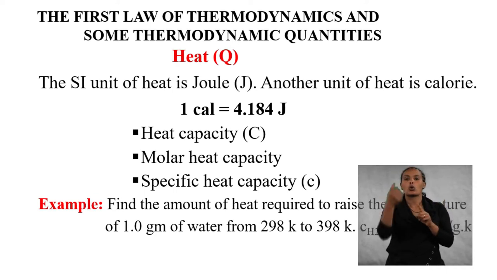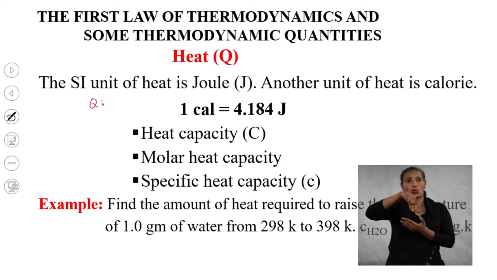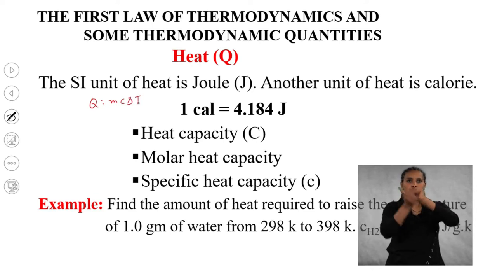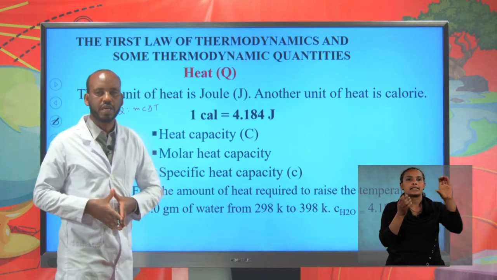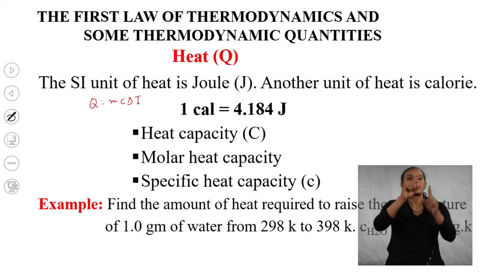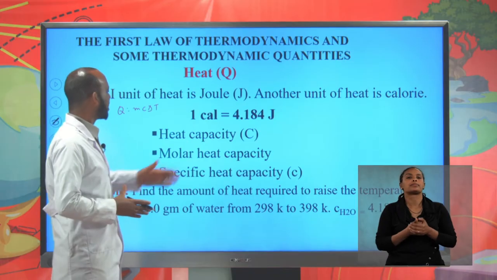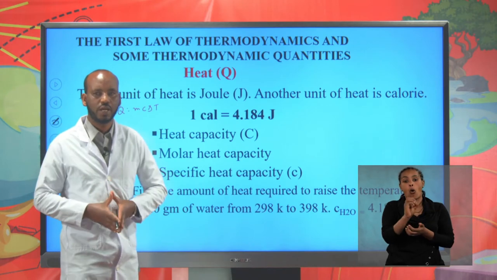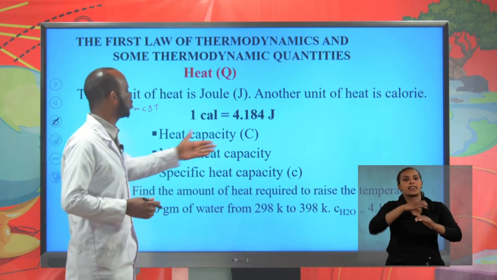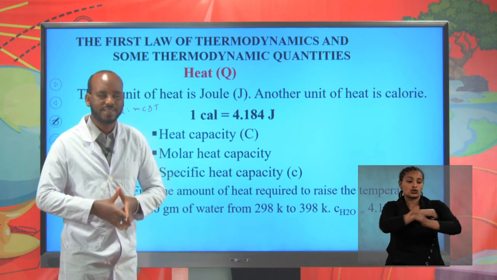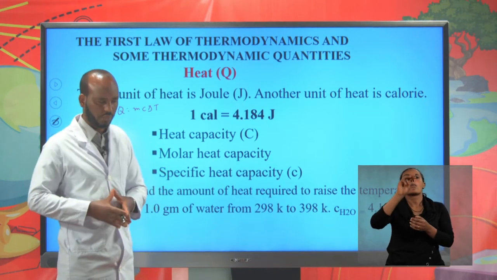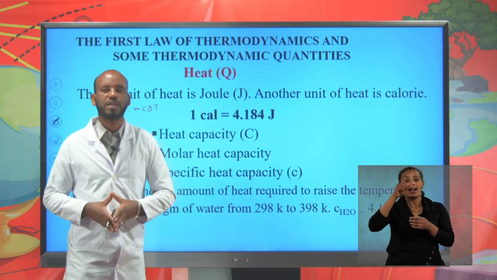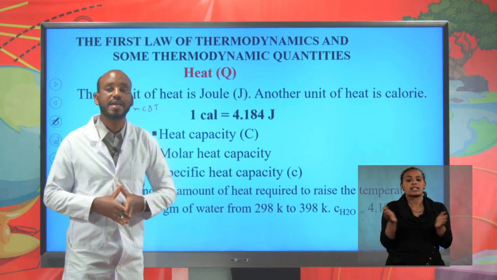We can calculate heat of a substance using the formula Q equals M times C times change in temperature, where M is mass of the substance, C is specific heat capacity, and delta T is change in temperature. Heat capacity of an object or a substance is the amount of heat energy required to raise its temperature by 1 degree centigrade. Heat capacity of 1 mole of a substance is molar heat capacity. Heat capacity of 1 gram of a substance is specific heat capacity.